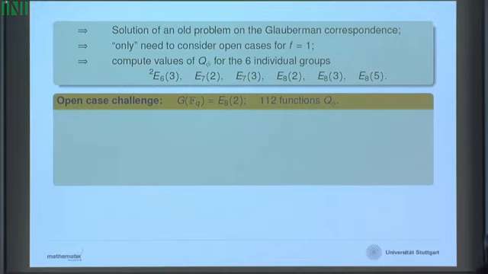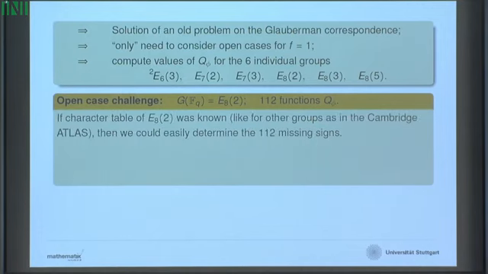Of course we want to do this for E8 in the end. E8 has 112 such functions. If we knew the character table of E8(2), like for other groups in the Atlas, then of course you can do some backwards engineering and you easily get the Green functions and the sign. For example, one could do nowadays the character table of F4(2); E6(2) is in the Atlas. One can easily recover the results of Malle from that now, just by back reading.